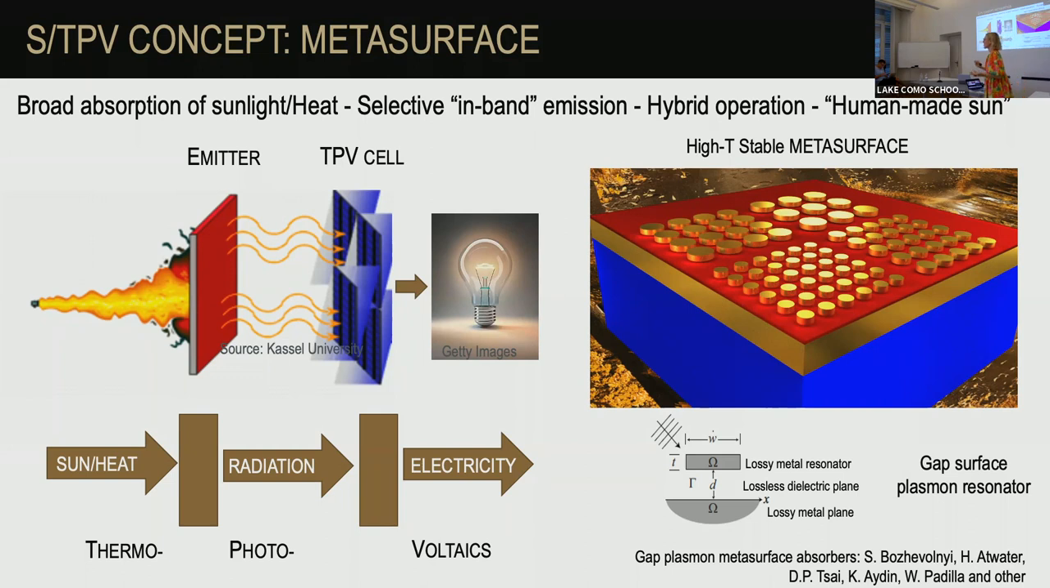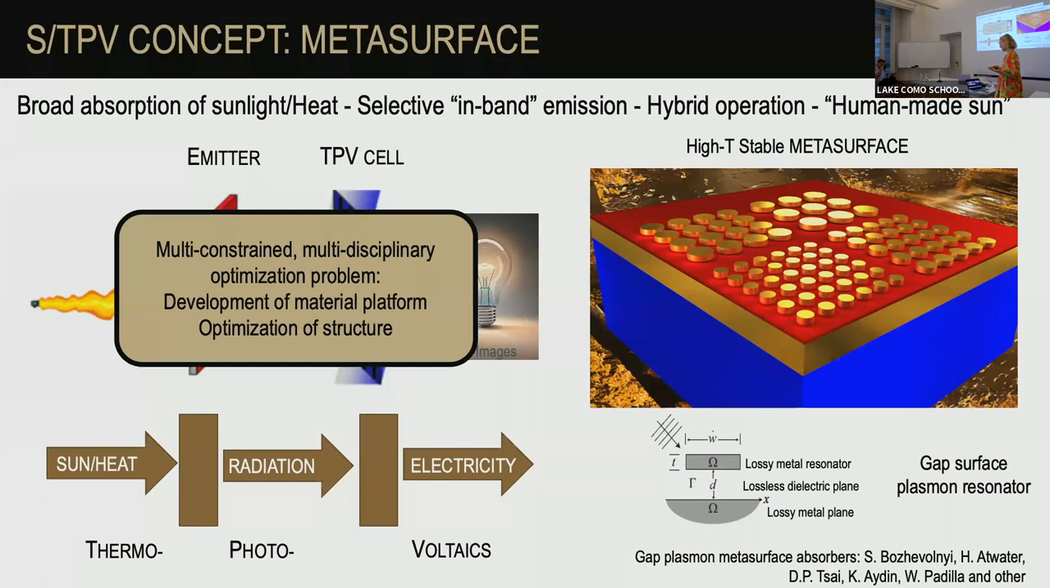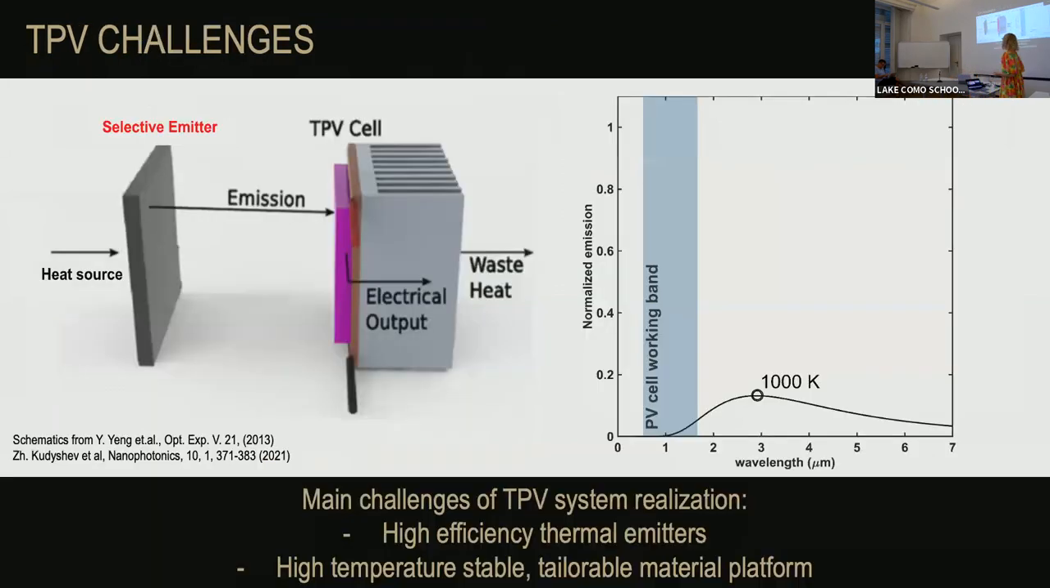So the TPV concept has attracted a lot of attention because, again, theoretically, you can go to really high efficiencies. High temperature stable metasurfaces that are based on the same gap configuration can also work as really efficient emitters. One more time, we have to remember that it is a multi-constrained, multidisciplinary problem of optimization. Not only design, but your material, your stability, your mechanics, the temperatures, and everything have to be taken into account. So just restating the problem, you have any heat source, you have a selective emitter, and all your emission should be reshaped in such a way that it is very effectively absorbed by the PV cell.